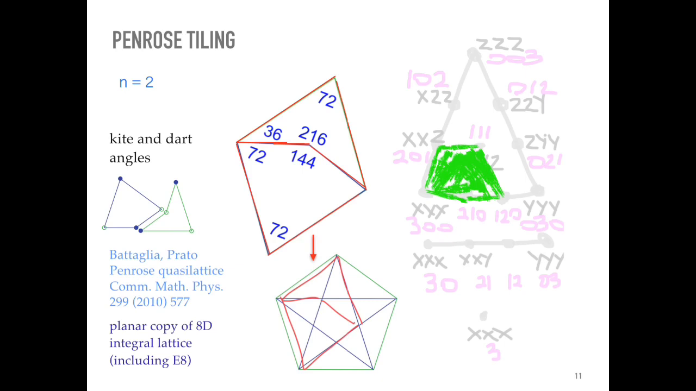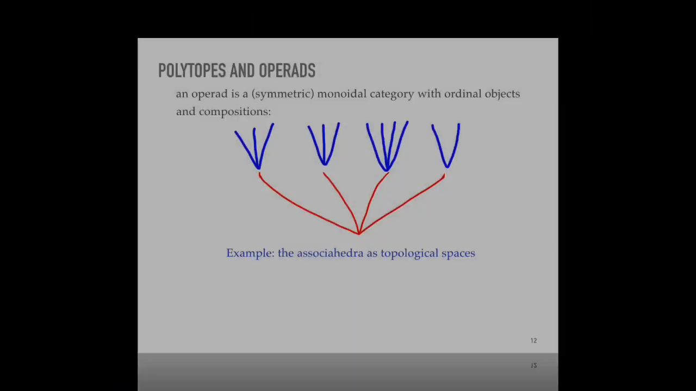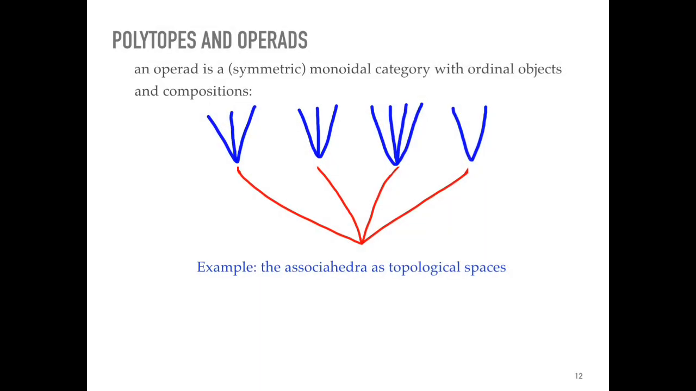This tiling is very important for us, as shown by Battaglia and Prato, because it comes from the 8-dimensional integers. In other words, I can fill the complex plane densely with a set of numbers that really come only from 8-dimensional integers. Now, once we have our Associahedra polytopes, they compose. So, for example, there's a Cartesian product of the topological space, which allows us to compose any 2 Associahedra.